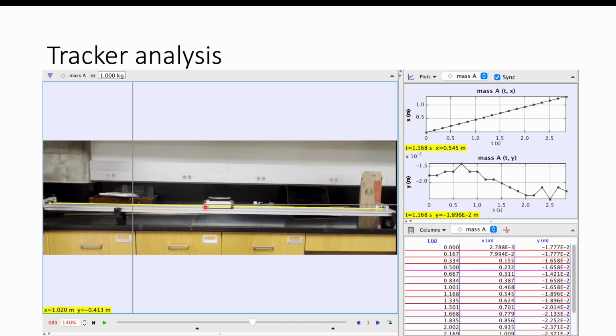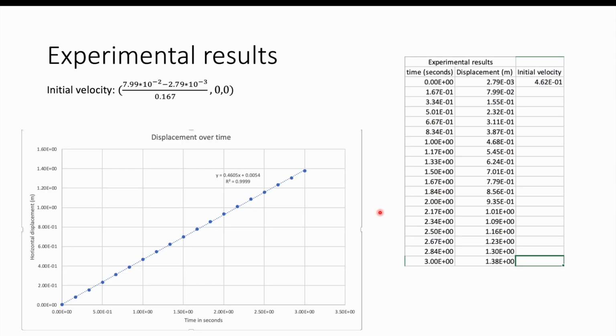So I tracked the trolley through its movement of the x displacement over time, which we can find here. We can also see that there was a slight fluctuation in the y displacement. This is mostly due to the track being slightly inclined compared to the video, as the video was not filmed exactly straight on. So here are the results from my experiment.